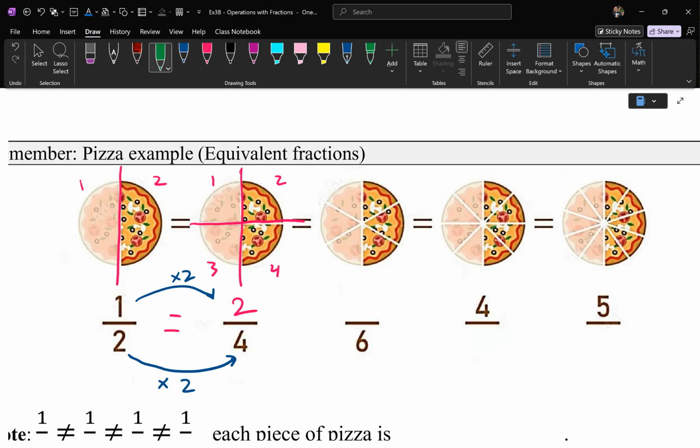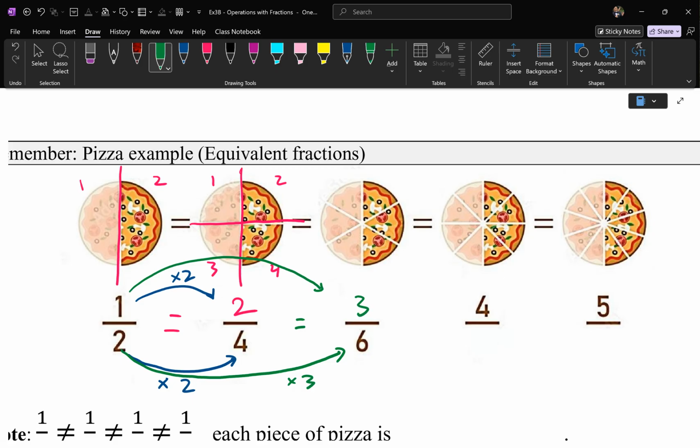Then you do the same thing for the next one. You say, well, 2 times what? Because we're trying to make it a half, right? So half, to get a denominator of 6, 2 times what gets you 6? Times it by 3. So you times it by 3, but whatever you do to the bottom, you do to the top. So that means an equivalent fraction would then be 3/6.